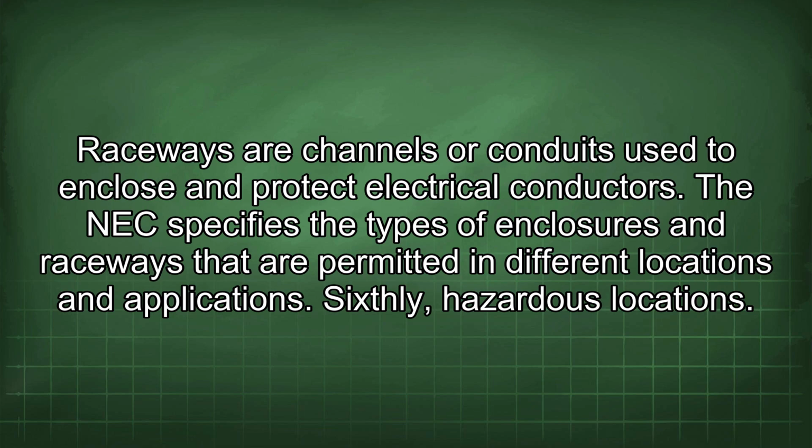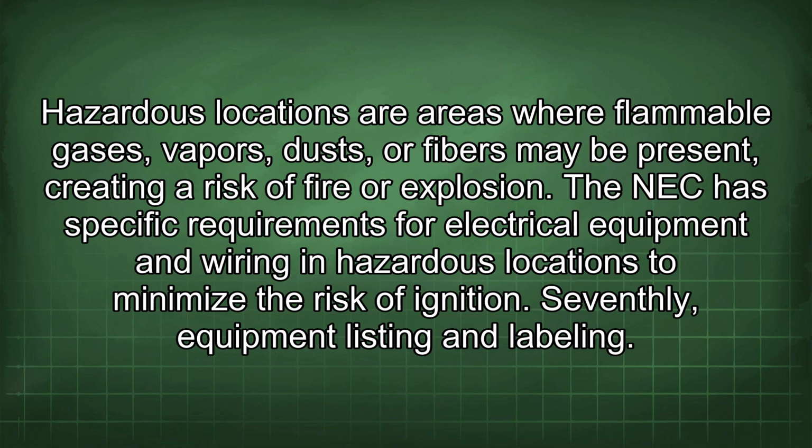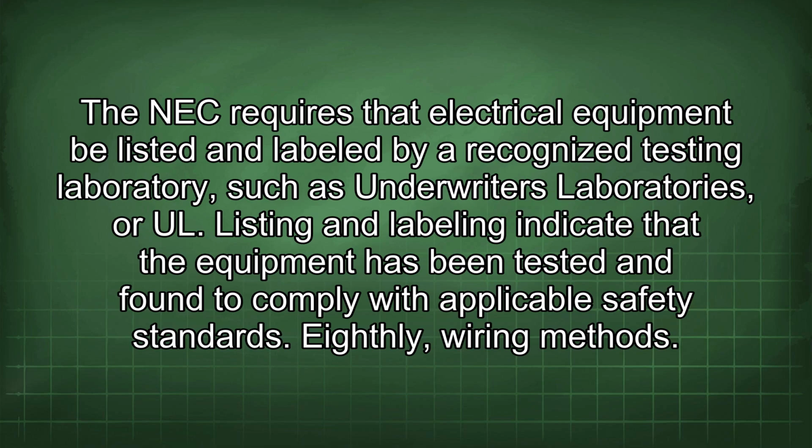Sixthly, hazardous locations. Hazardous locations are areas where flammable gases, vapors, dusts, or fibers may be present, creating a risk of fire or explosion. The NEC has specific requirements for electrical equipment and wiring in hazardous locations to minimize the risk of ignition. Seventhly, equipment listing and labeling. The NEC requires that electrical equipment be listed and labeled by a recognized testing laboratory such as Underwriters Laboratories. Listing and labeling indicate that the equipment has been tested and found to comply with applicable safety standards.